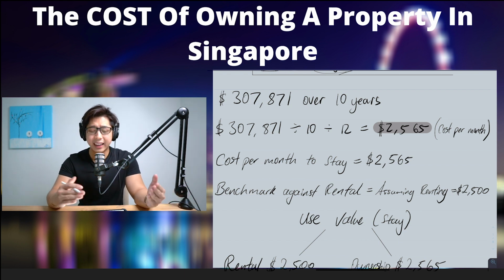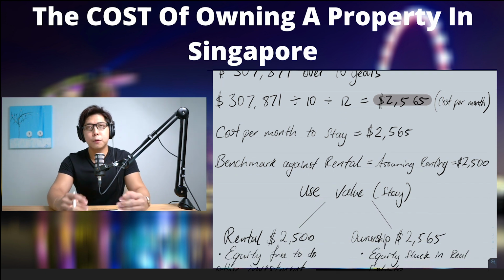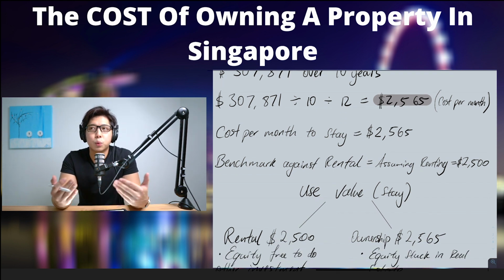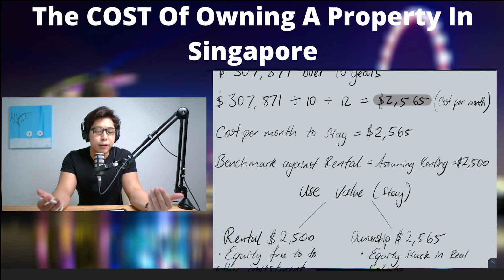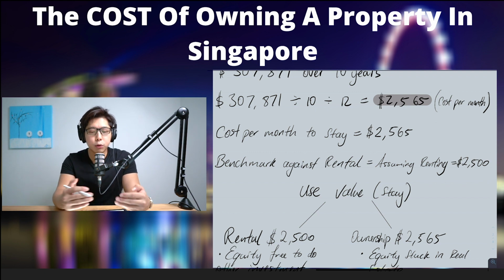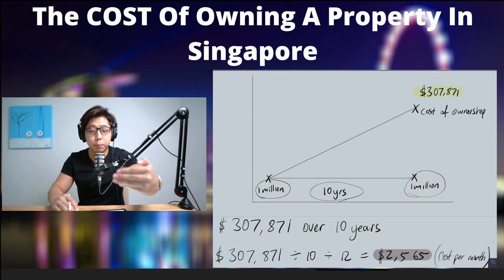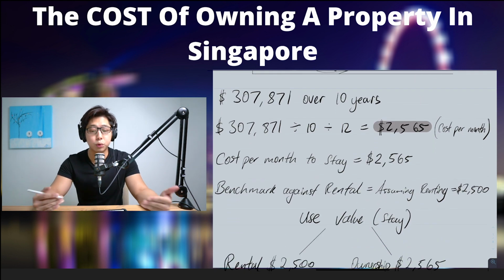So $307,871 over 10 years, if you divide it by 120 months, okay, the cost for you to hold on to this property every single month, for as long as the property price does not appreciate, you actually have to pay $2,565 every single month, right? So when it comes to deciding whether or not it's worth it to buy this property for own stay or for investment, you have to benchmark the cost versus the rental. So assuming you buy this property, which does not have the ability for the price to appreciate to 1.3 million after 10 years, you would be losing approximately $2,565 every single month.